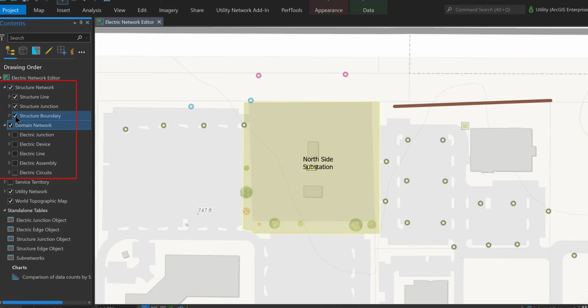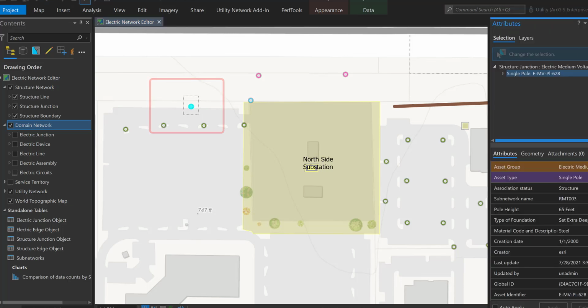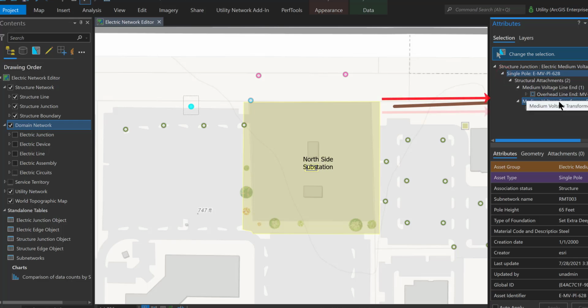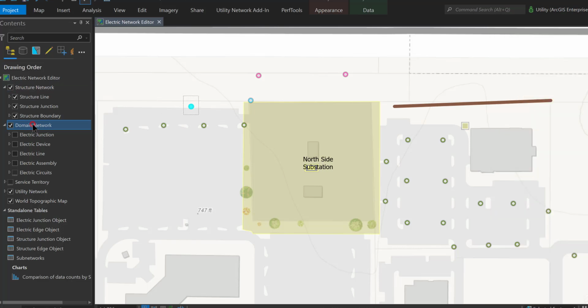A structure network does not have any resources flowing through it, like electricity or water, but they can contain or attach to other utility features that are part of a resource delivery network. For example, if I select this medium voltage pole here, we can see that it has two structural attachments connected to it, an overhead line end and an overhead single phase. If this pole also held fiber, you'd be seeing that listed here as a structural attachment as well. So the idea here is to maintain and manage all of your structural assets in one place, even though they're supporting assets from different domains.